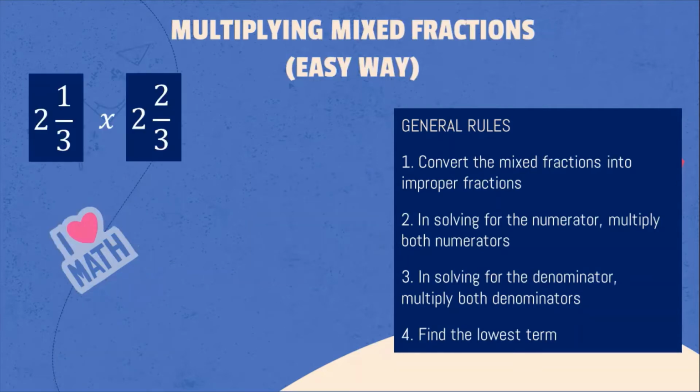Try to solve this one on your own. 2 and 1/3 multiplied by 2 and 2/3. Convert the mixed fractions into improper fractions. Then in solving for the numerator, multiply both numerators. In solving for the denominator, multiply both denominators. Then find the lowest terms, the last step. Try to do this one on your own. I'll be giving you enough time.